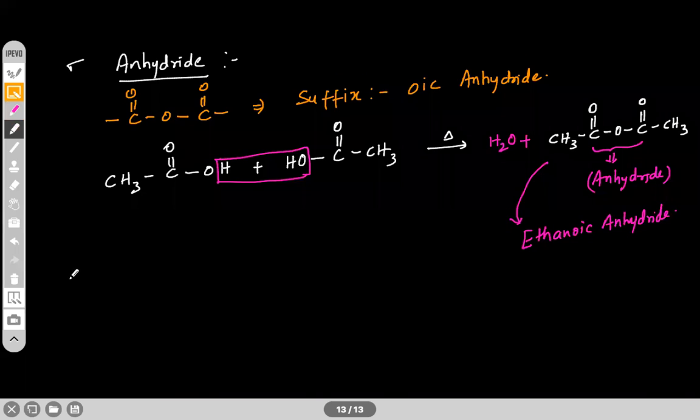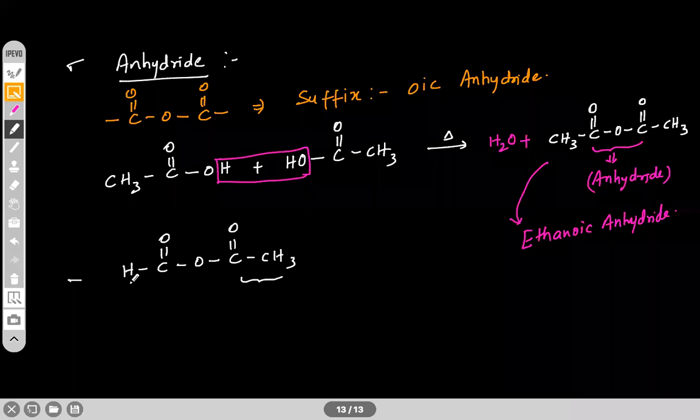Okay, let's see this example. We have HC double bond O, OC double bond O, CH3. So this side we have 2 carbons, it is eth, and this is meth. Then we'll write ethanoic methanoic anhydride.